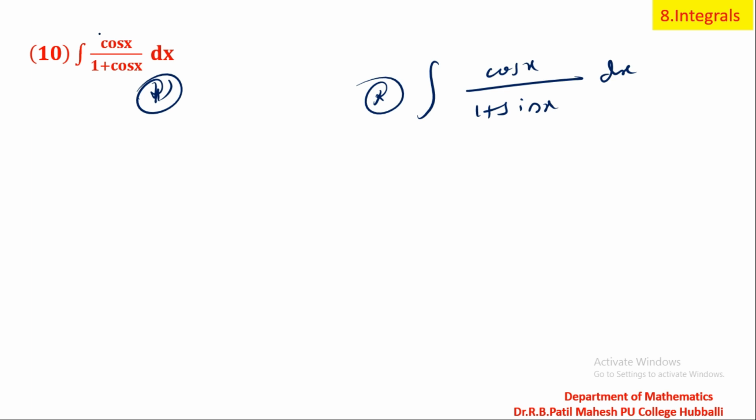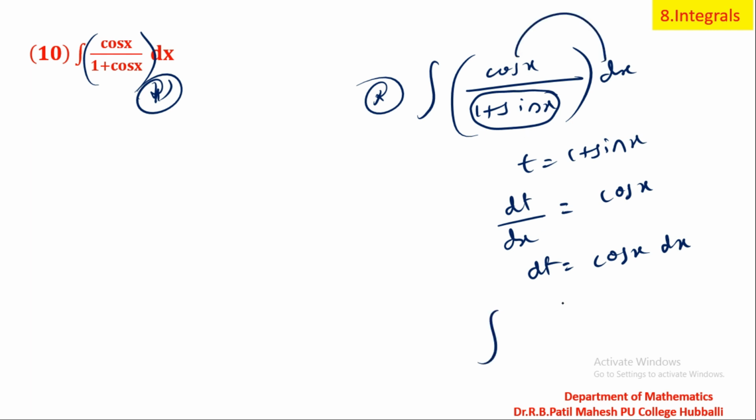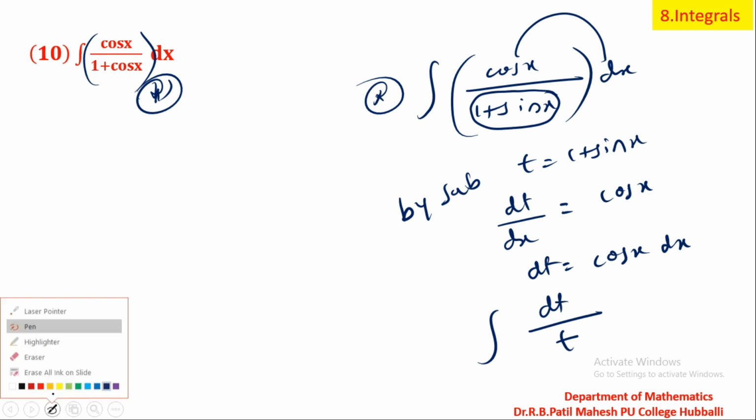Here cos x upon 1 plus cos x, here cos x upon 1 plus sin x. The difference between these two problems is, here we can consider 1 plus sin x as a substitution, because you will get its differentiation easily, and that is there in the integrand, so that dt is equal to cos x dx. So the integration problem converts: cos x dx is dt, 1 plus sin x is t.